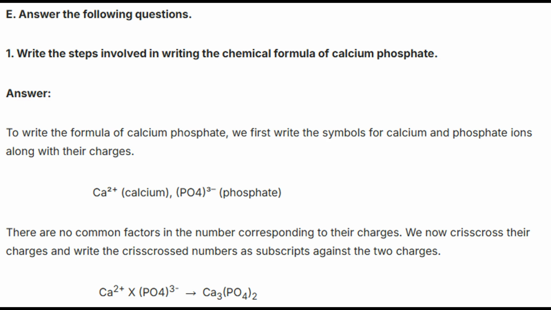Answer. To write the formula of calcium phosphate, we first write the symbols for calcium and phosphate ions along with their charges. Ca2+ calcium, PO4 3- phosphate. There are no common factors in the numbers corresponding to their charges. Now crisscross their charges and write the crisscrossed numbers as subscripts against the two ions. Ca2+ crossing the valences PO4 3- gives Ca3(PO4)2.